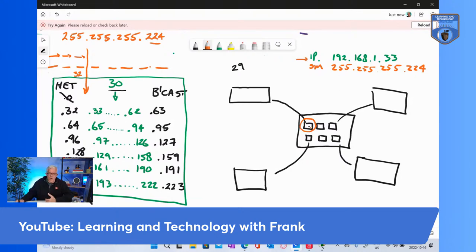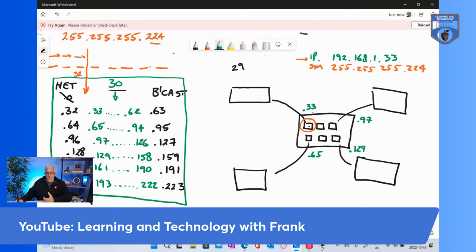When we're doing our network diagrams, it would become a little bit much to type this all in. So what we'll normally say is, this is going to be .33. This here is going to be, we'll grab the next one, .65. This one here is going to be the next one, .97. This one here is going to be the next one, .129. Okay, four networks. We still have a couple left over that we can use if we add two more switches, because we have up to six.